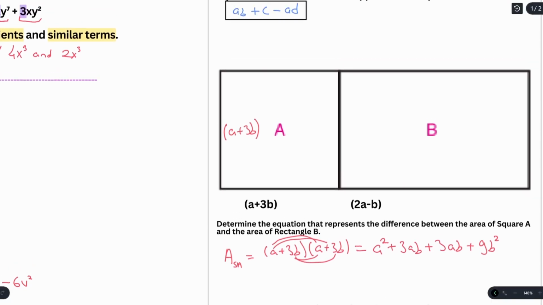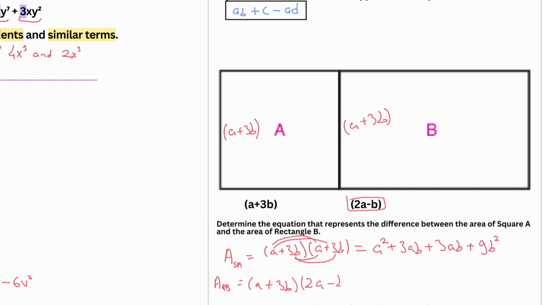Now, the area of rectangle B. To find the area of a rectangle, you multiply both sides. This side, we know it's 2A minus B. And we know this side from the square is A plus 3B, right? So just multiply A plus 3B with 2A minus B. Let's multiply it really quickly.